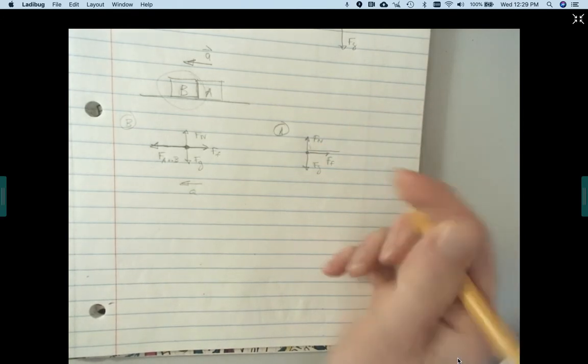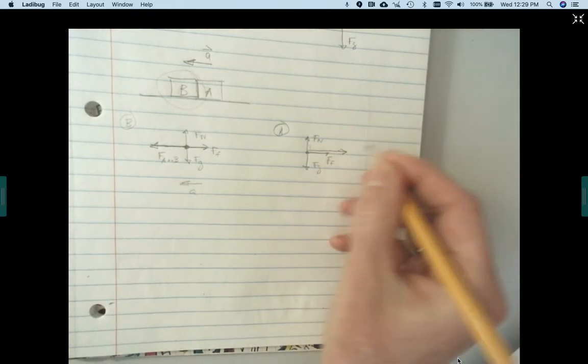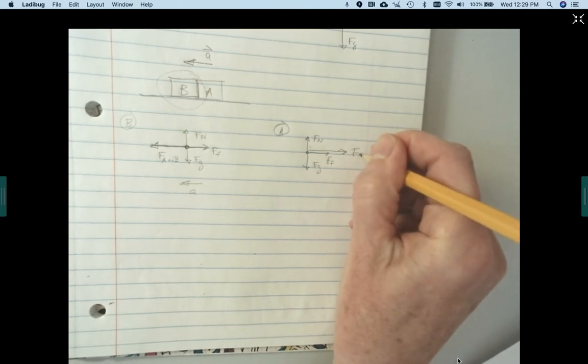It's a little short. Okay, so that is the force of B on A.